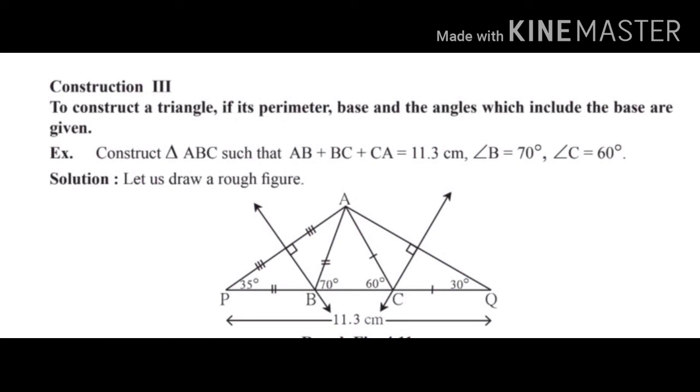Then you have to draw the perpendicular bisectors of segments AP and AQ. These perpendicular bisectors intersect base PQ at two points. Give them the names point B and C. Now join point A with B and C. So this is your required triangle ABC.